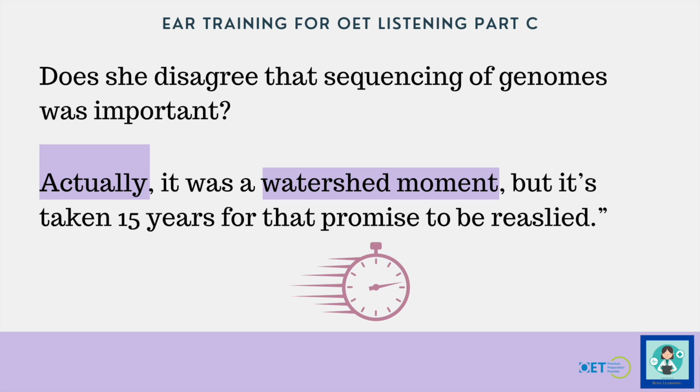And this time she says, actually, it was a watershed moment, but it's taken 15 years for that promise to be realised. So she doesn't disagree. She does think it's important. It's just, it's taken a very, very long time. And we know that she doesn't disagree because she says, actually. So the use of this word actually is for emphasis, to tell the listener, you know, it did take a long time, but I really think it was a watershed moment.